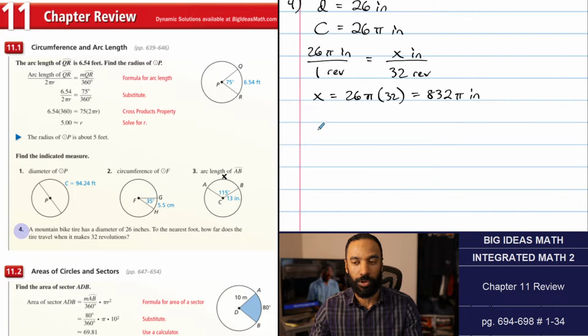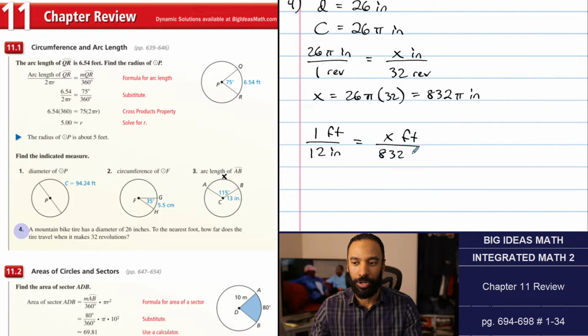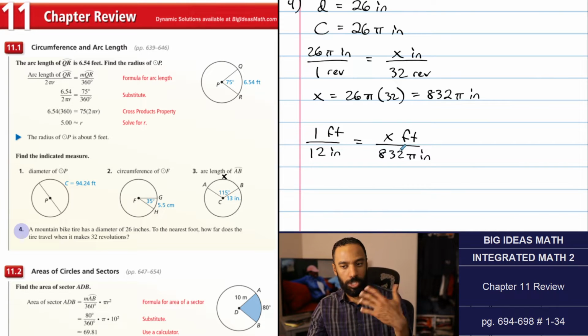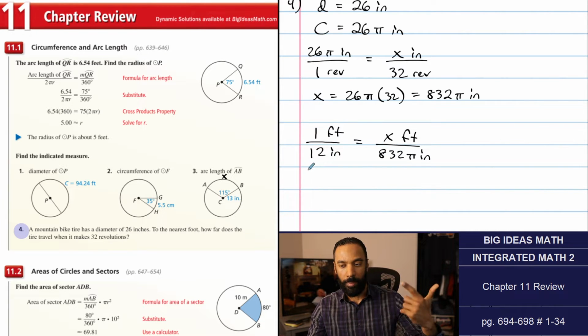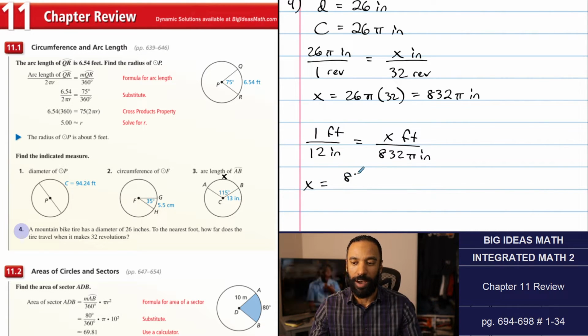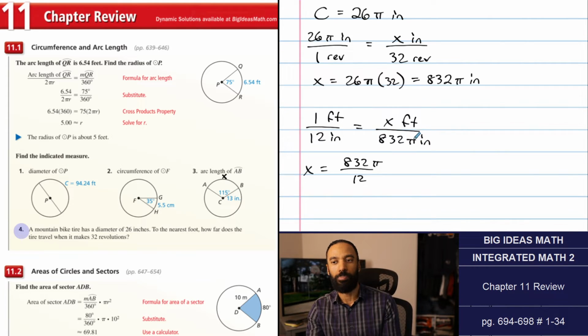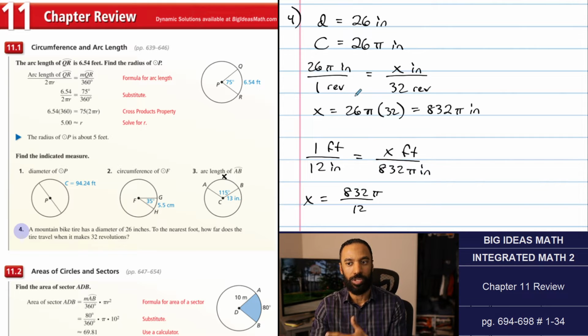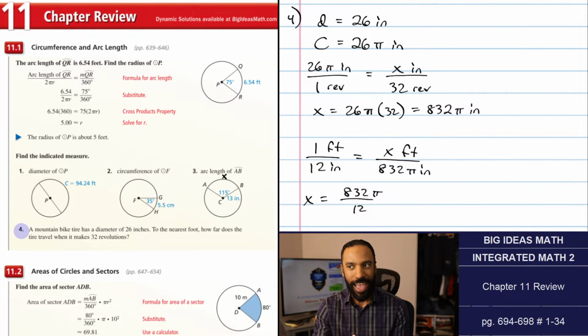I want to do feet ultimately, right? So 1 foot is to 12 inches, as how many feet is to 832 pi inches? Ultimately, we multiply by 832 pi, but then we divide that by 12. I'm saying these things in a way that you probably know to do that, but in case you don't, I'm showing you how the proportions work out in every sense.